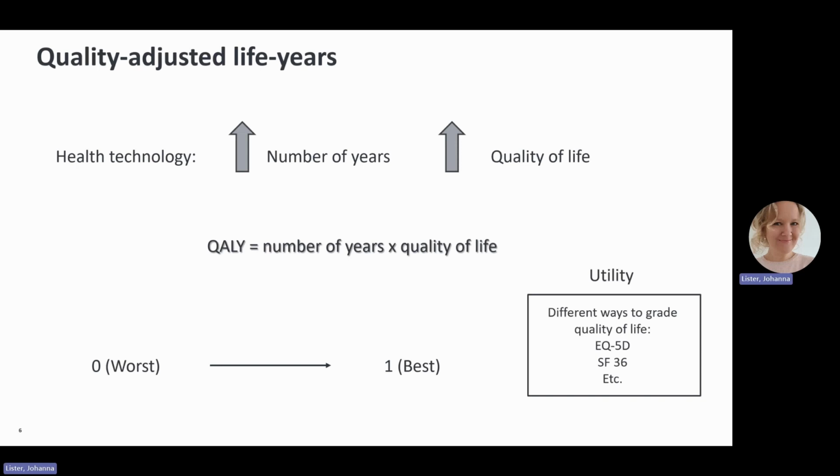There are different ways to measure utilities. In the box here, you see names of some of the commonly used instruments, such as EQ5D or SF36, that can give us the estimates needed for health economic analysis. These instruments are essentially questionnaires that patients, or sometimes their family members or clinicians, fill in.